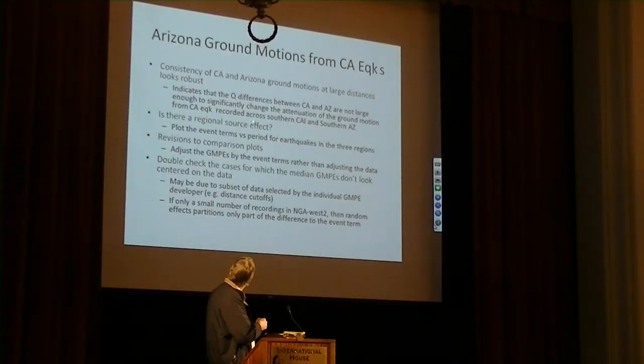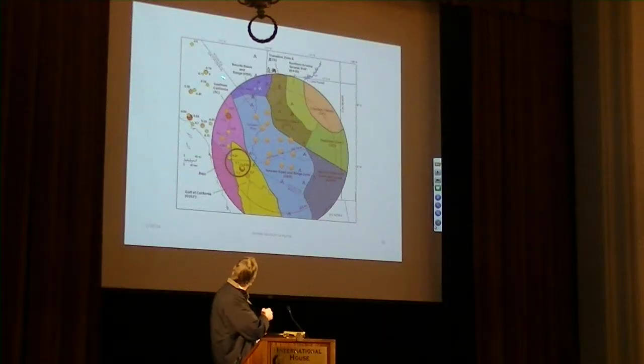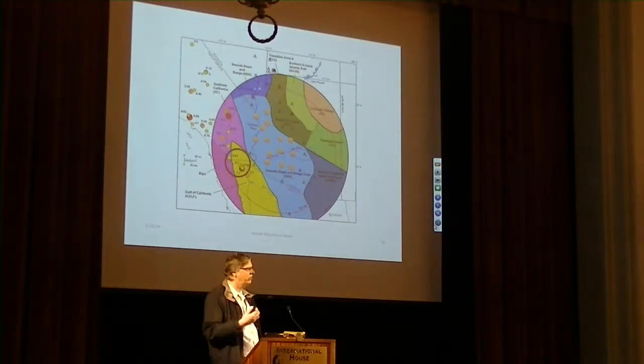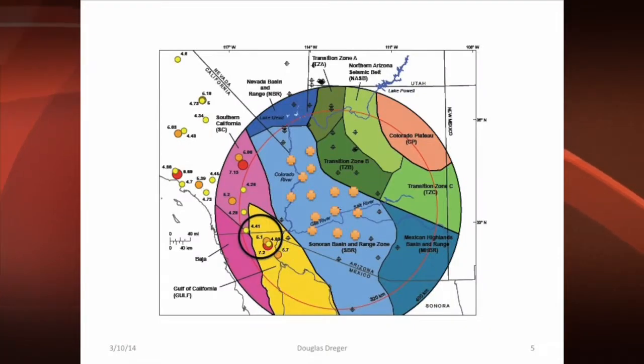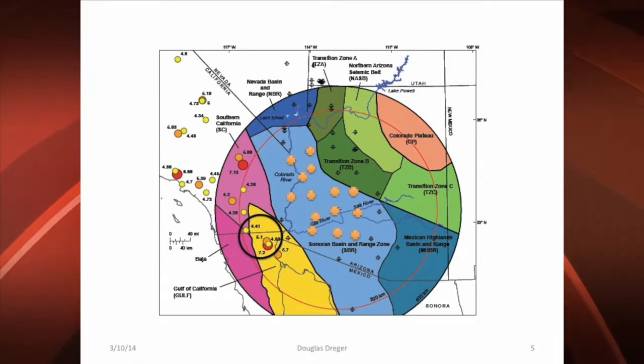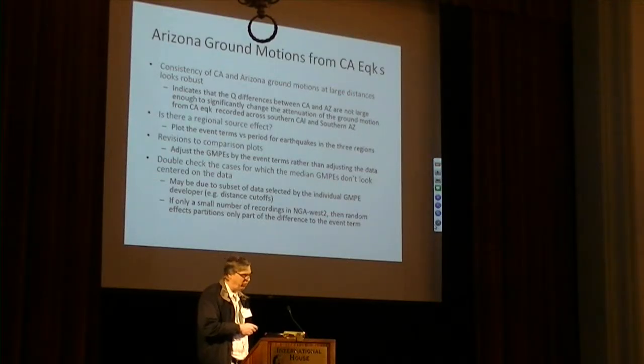Questions we came up with: is there a regional source effect? Are there differences in the source terms between earthquakes recorded in one region down here versus another region? And there's reasons to expect that. If this is an area of higher attenuation or heat flow, are we having really lower stress drops, if you want to think about that, or higher attenuation right in the source region? So we'll look at those event terms. And that will be shown tomorrow afternoon.